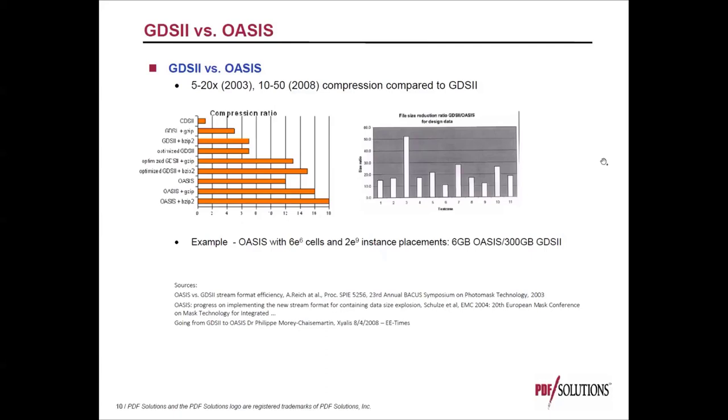So, for instance, I was just dealing with a file which I got, which is latest technology node, and the file size was about 6 gigabytes OASIS, and if you would change that into GDS2, convert it, it's 300 gigabytes. Just some fun facts out of this file. It has about 6 to the power 6 cells and 2 billion instance placements in there.